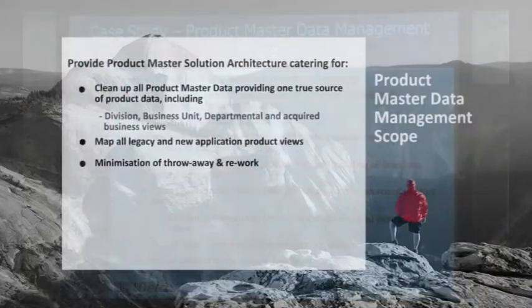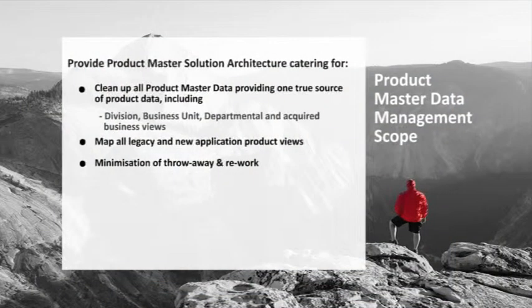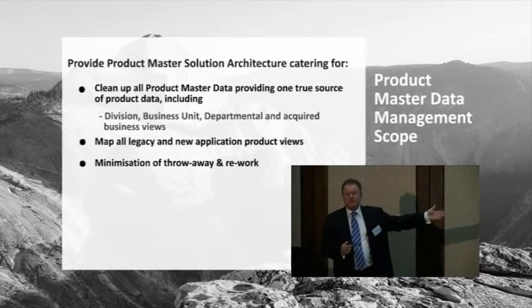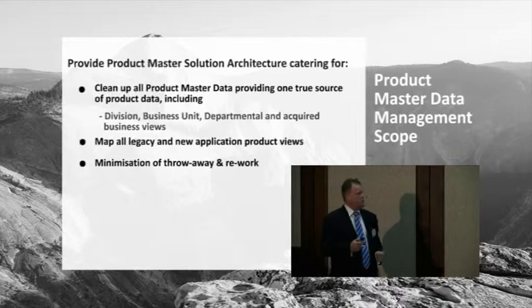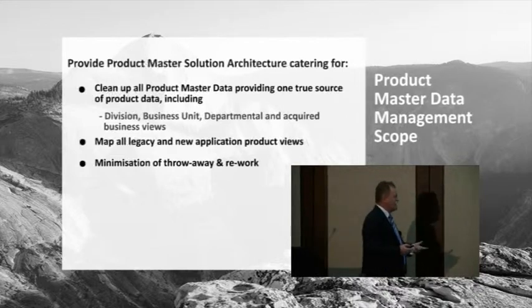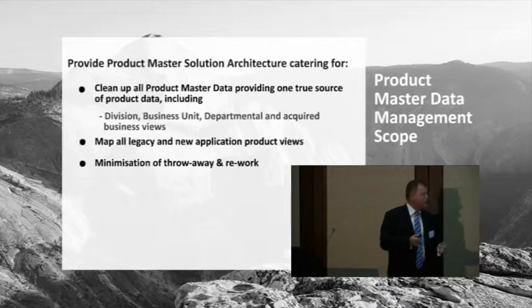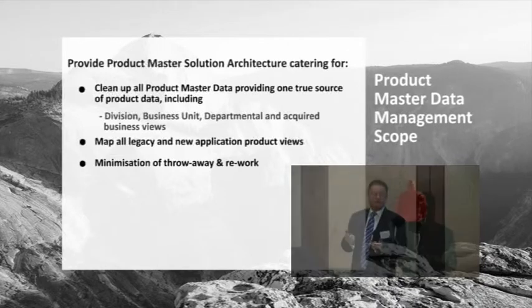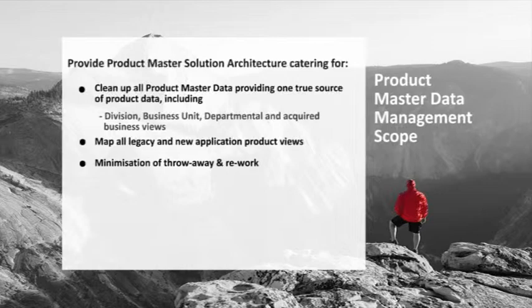A full retail and manufacturing product lifecycle must be incorporated, including all links into enterprise operations. Cleaning up all the product master data, providing one true source of product data. At the divisional level, the business unit level, departmental level, and at the business level, including acquired businesses. Mapping all legacy and new application product views. And minimisation of throwaway and rework.